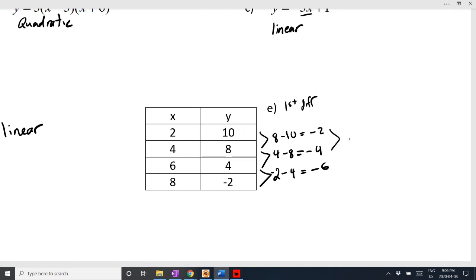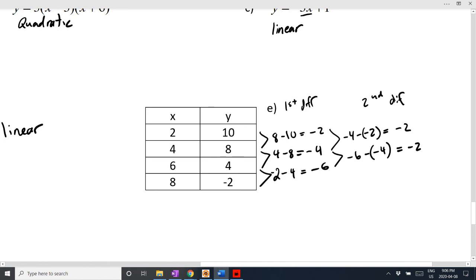Let's try these two. -4 minus -2, and that's going to be equal to -2. And let's try these two here: -6 minus -4, and that's also going to be -2. And here we can see our second differences are the same. Because of that, we know that this is quadratic. We can also tell from this that it will open downwards. Okay, so the graph will open downwards.